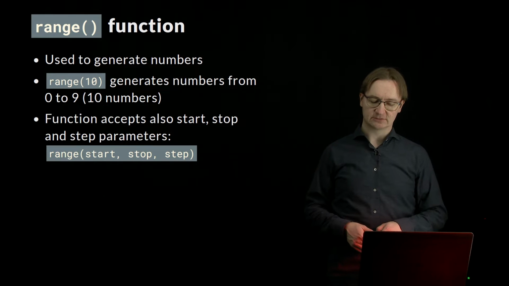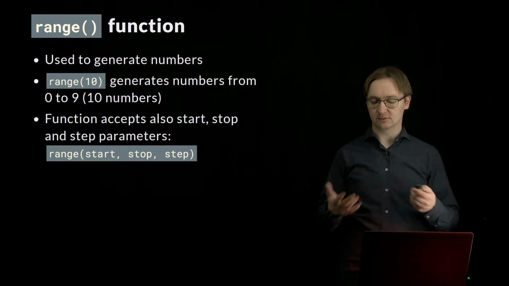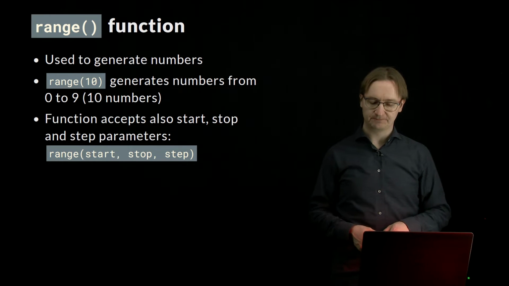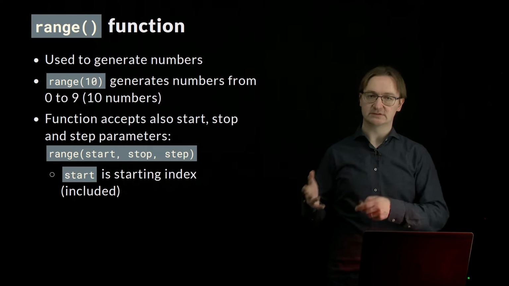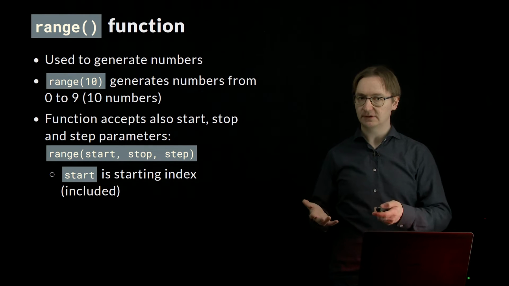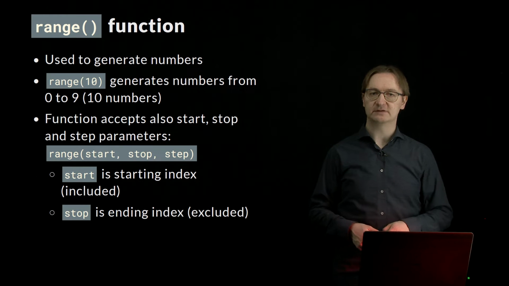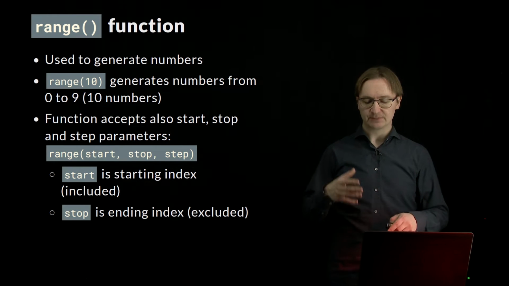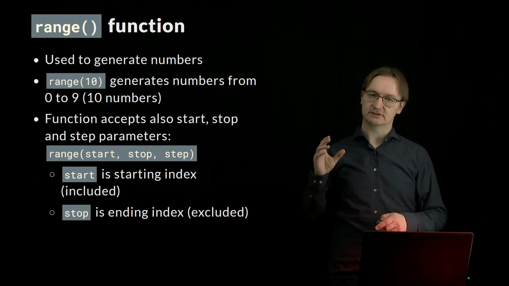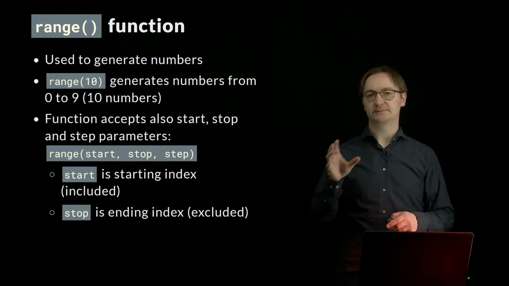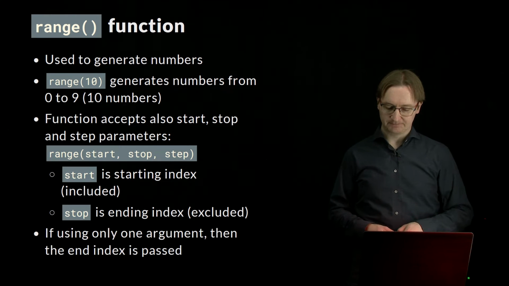The function also accepts start, stop, and step parameters, so basically we can call it with 3 arguments. Start is the starting index, or starting number, and this is included. Stop is the ending index or ending number, but this is not included. So range 10 basically works the same as range starting from 0 and up to 10, but 0 is included and the 10 is not included.